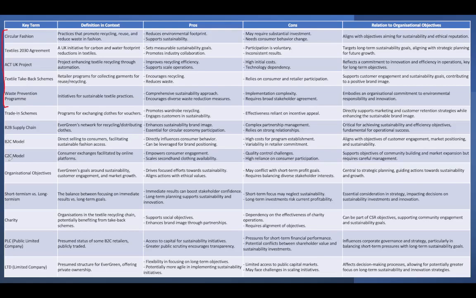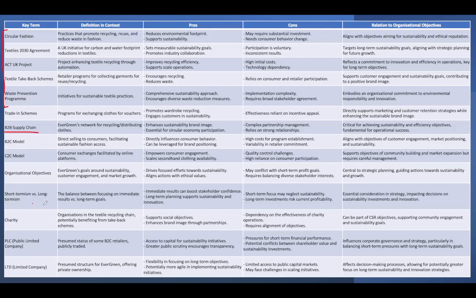B2B, B2C, C2C. I've put B2B supply chain in there for the reason I mentioned earlier, even though this is not the only type of B2B. I can't think of any others, by the way. But think about your B2B in your supply chain. Okay, organisational objectives. Every question's coming back to that.